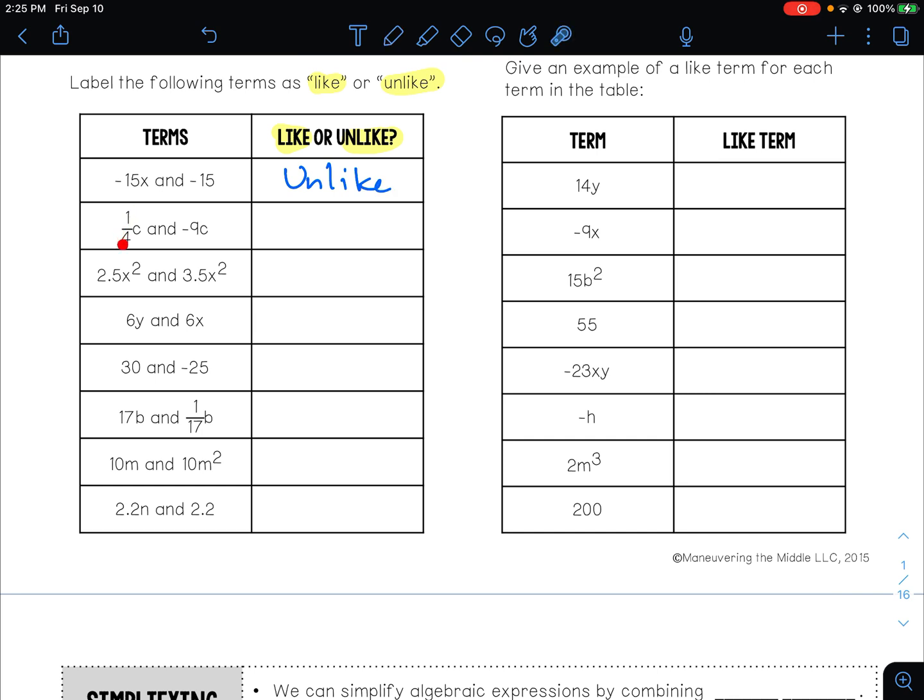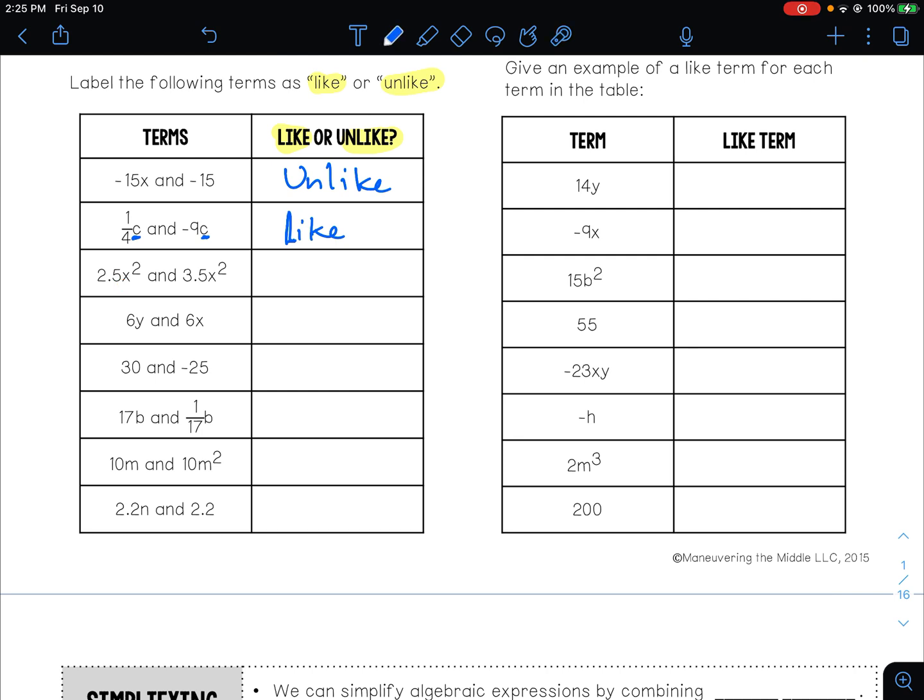So we basically ignore the coefficients in front, like the 1/4, not important. Negative 9, not important. It's the variable. This is a c, and this is a c. Those two are like terms, which means you can combine them. Like. I guess I can use L and U to save time.